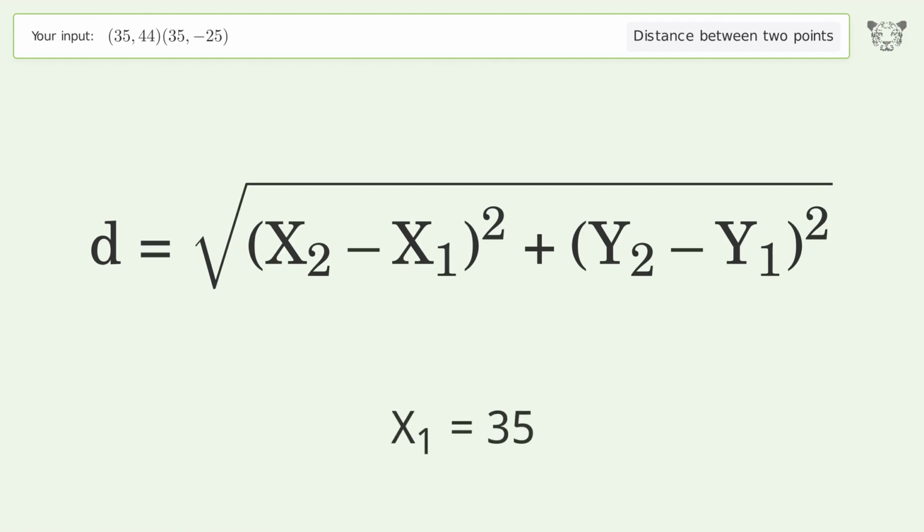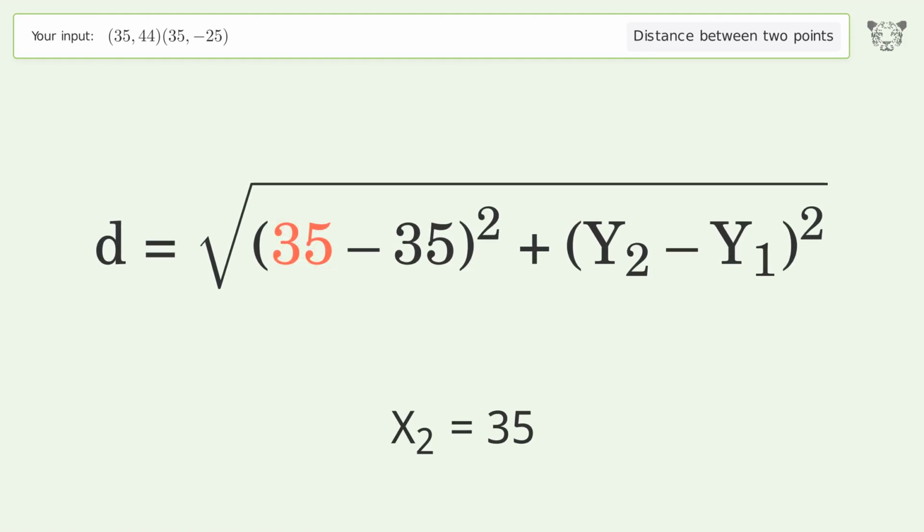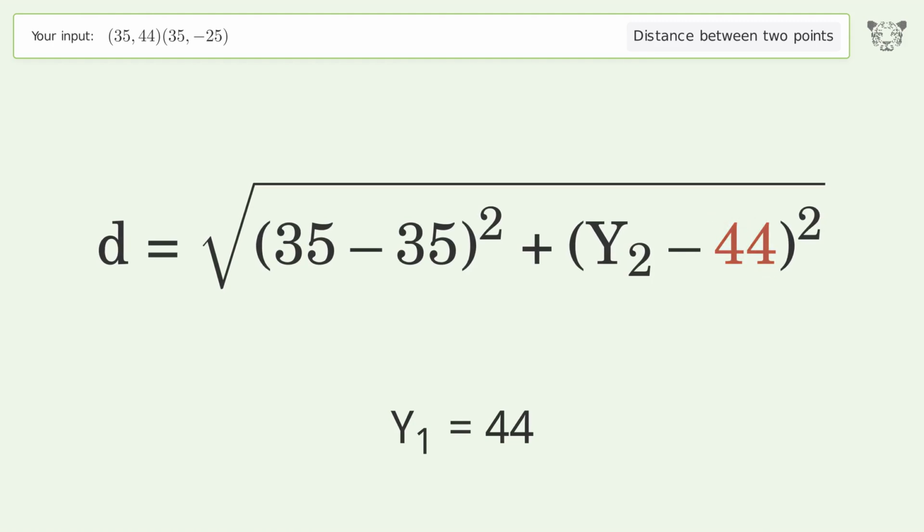x1 equals 35. x2 equals 35. y1 equals 44. y2 equals -25.